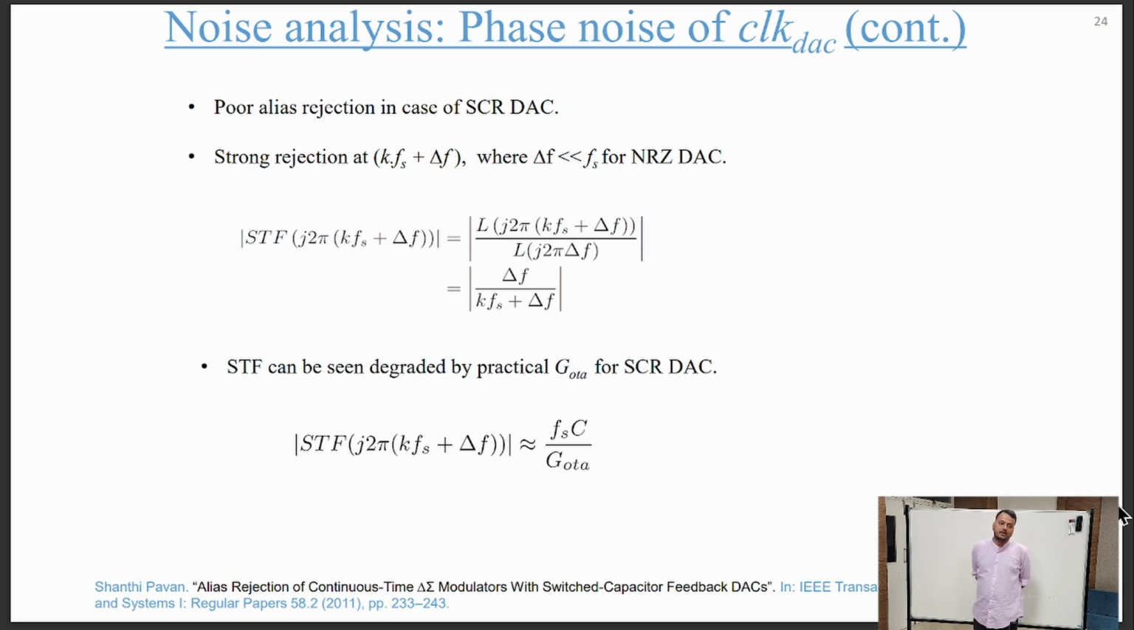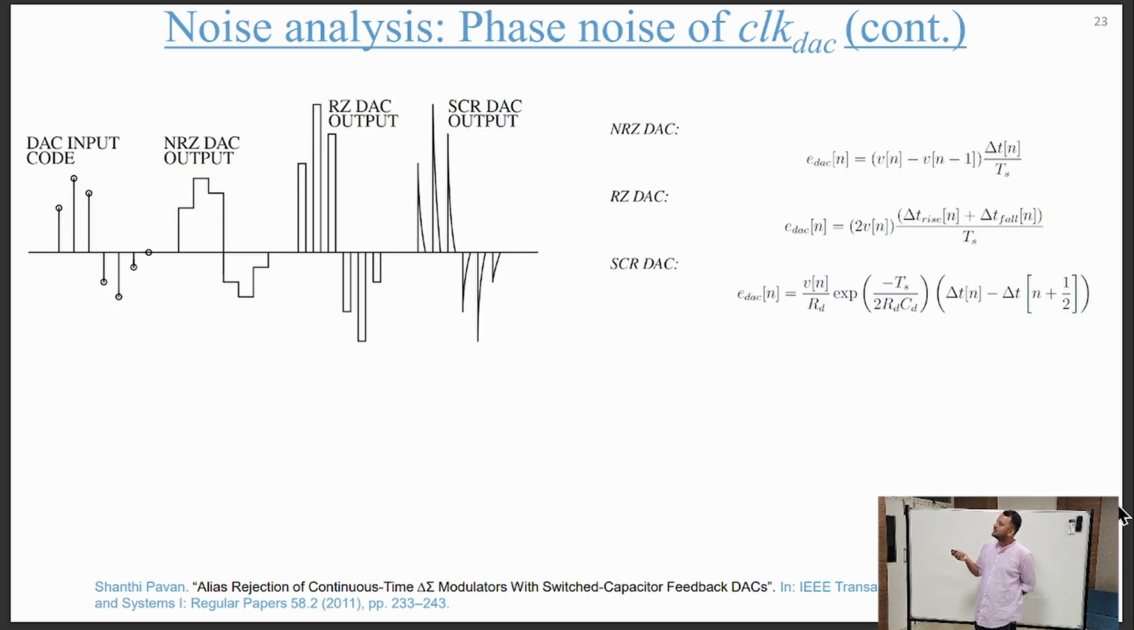One more thing I want to discuss here. We can see in this modeling that the return-to-zero DAC is more severely affected by clock jitter, followed by the NRZ DAC, and the SCR DAC is least affected. We can see that because it quickly dies down. But the SCR DAC can compromise the alias rejection, and the RZ DAC has very high jitter sensitivity. So we use a weighted combination of return-to-zero DAC and SCR DAC in our design, so that we can get both alias rejection as well as low jitter sensitivity.